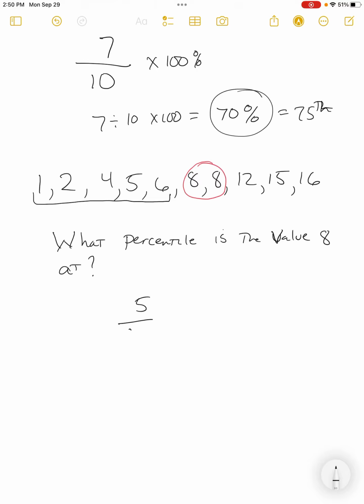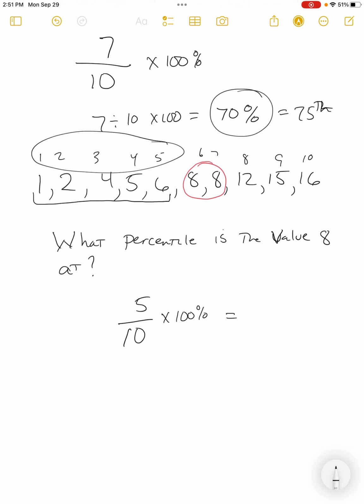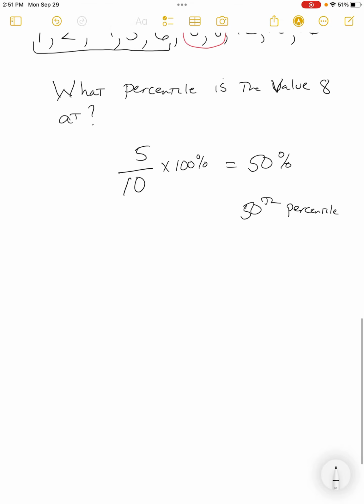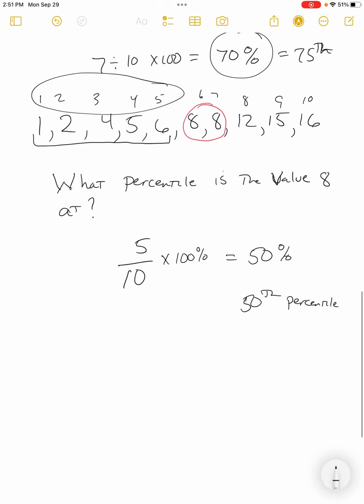5 values out of how many? There were 10 total values. 5 out of these 10 values up here. So here's 1, 2, 3, 4, 5, 6, 7, 8, 9, 10. There are the 10 values, 5 of which lie below the 8, and then times 100%. So when I type in 5 divided by 10 times 100 on my calculator, a number is going to come out: 50. And we put on the percent sign. So we're at the 50th percentile. So pretty nice. They ask that type of question, and that's the first type.